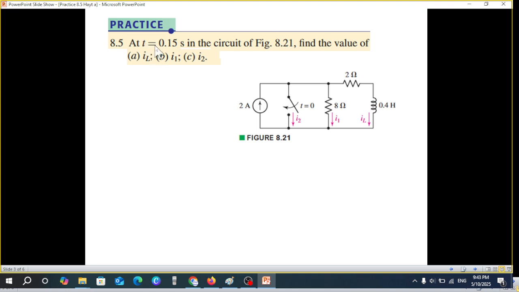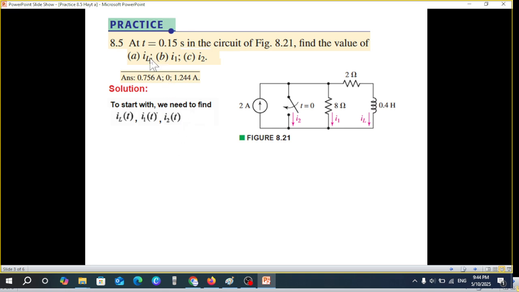At t is equal to 0.15 second in this circuit and figure, find the value of IL, I1 and I2. IL is the current through the inductor. I1 is this current through 8 ohm and I2 current is through the switch. And the answer is also given. So keep that in mind. Now let's start with the solution.